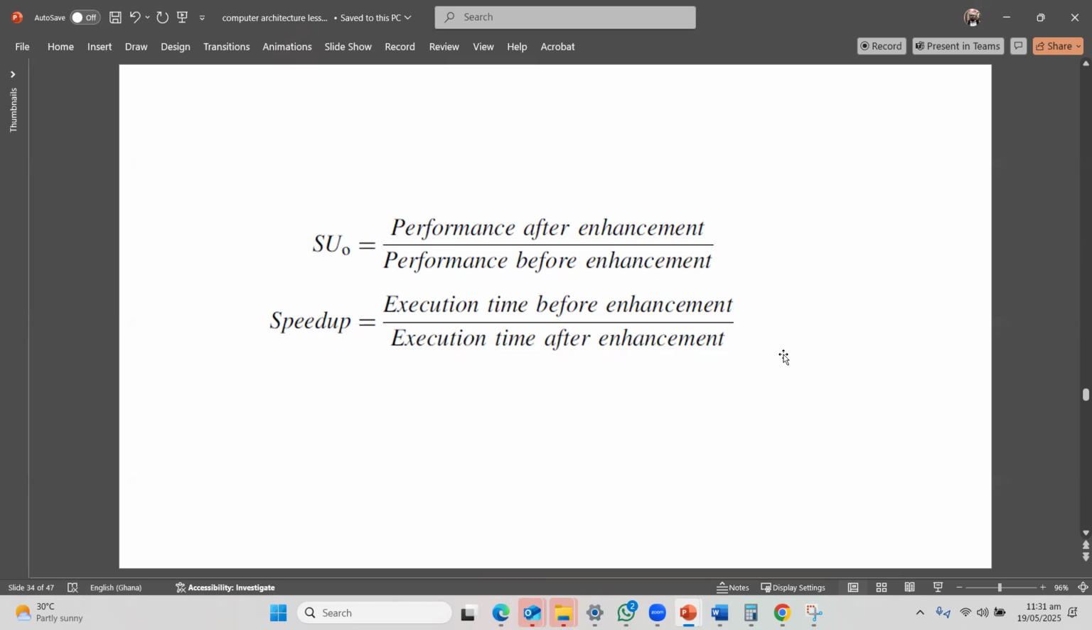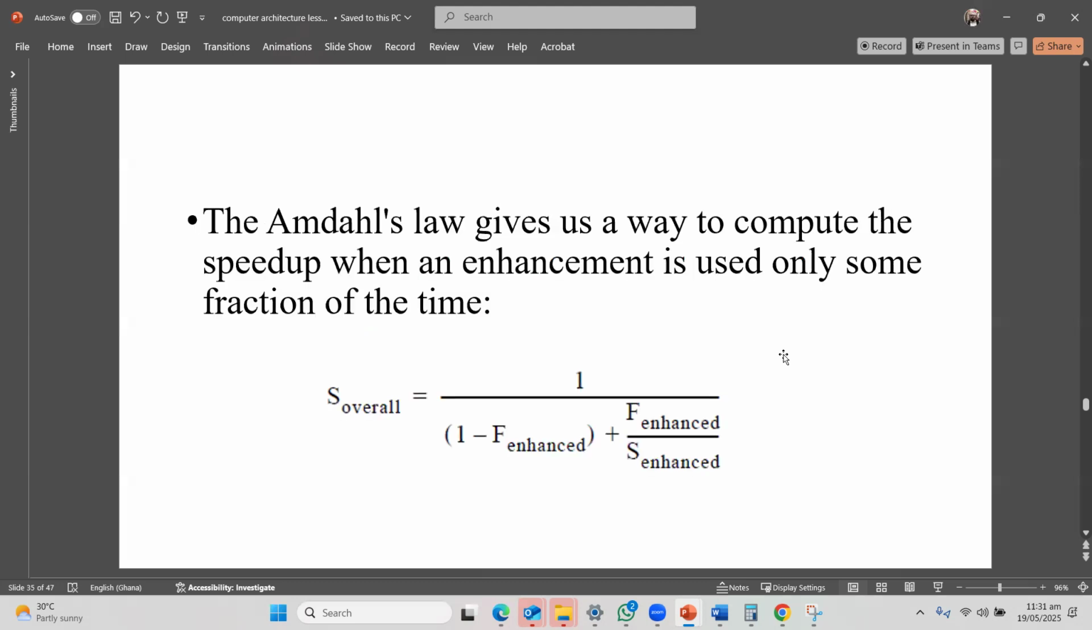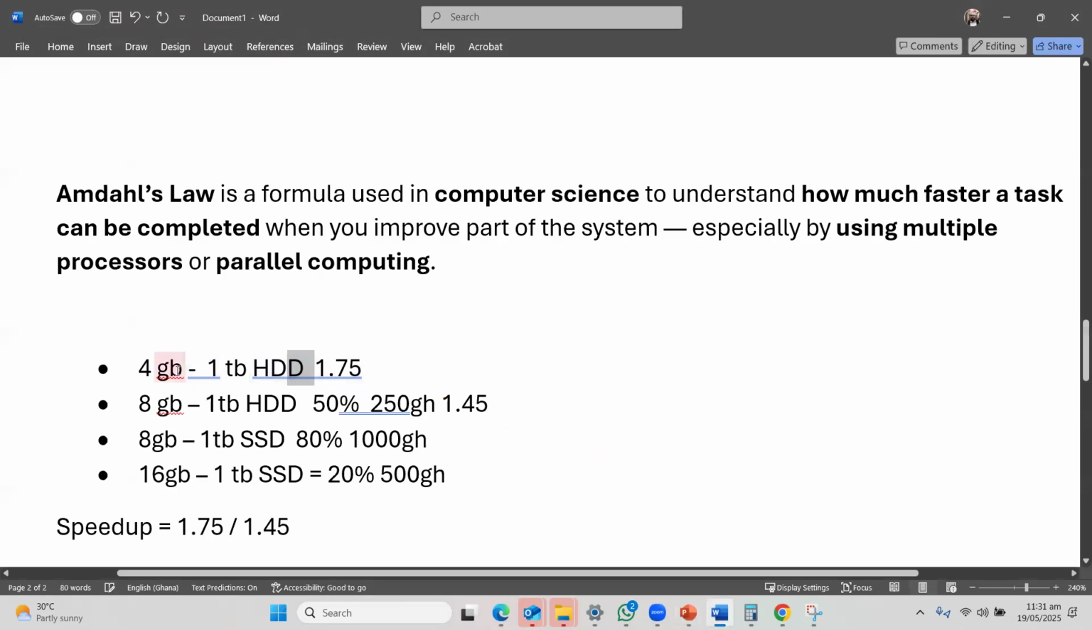Now, this is speed up when I am making a wholesale change. But we don't make wholesale changes. We make changes based on a particular portion. For example, over here, I have my hard disk set. I'm only changing my RAM. Over here, I'm changing my hard disk. Over here, I'm changing my RAM. I will only change one part. The whole system is there, but only one part of it is going to be changed.